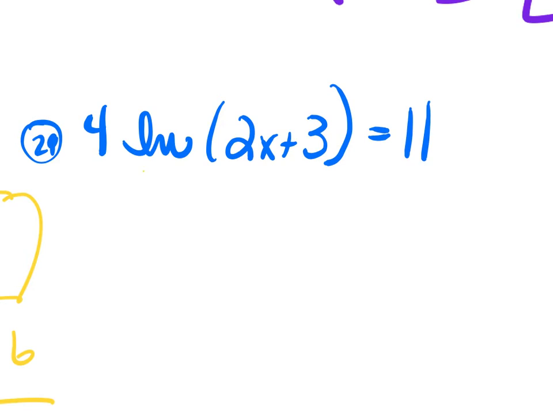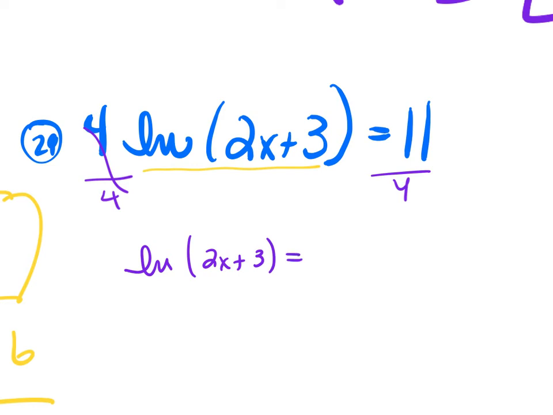Right here, I have my natural log of 2x plus 3. I want to get that isolated, so I'm going to first divide both sides by 4. So I have the natural log of 2x plus 3 equals 11 over 4. If you'd like to compute that to a decimal, you can, or you could just leave it. If I'm going to do the inverse of natural log, I know that's going to be e to the x. So I say e, and then everything goes upstairs into the exponent. Well, what you do to one side, you do to the other. So a big e, and then 11 over 4.